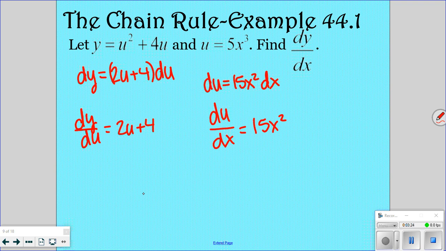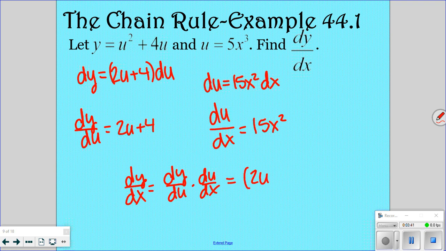From there, we're going to do dy over dx. That's what we're looking for. So dy over dx is going to be dy over du times du over dx, because the du's are going to cancel. And so dy over du is 2u plus 4, and du over dx is 15x squared.